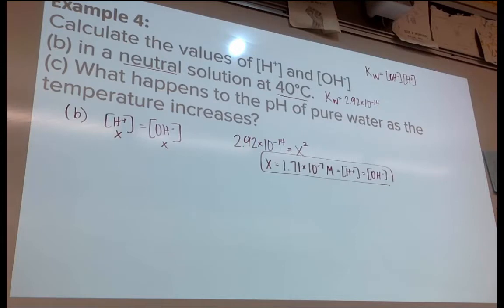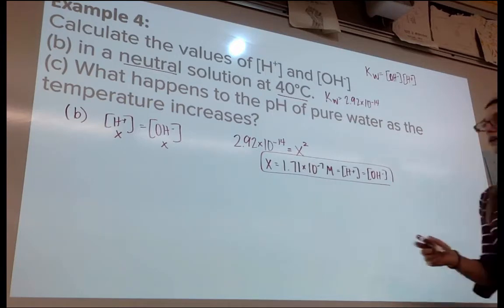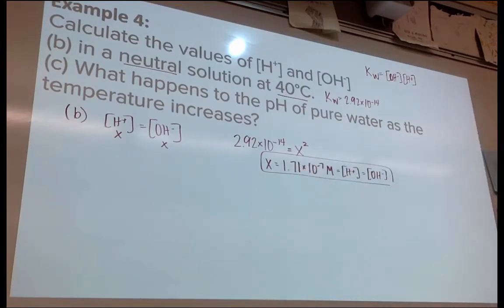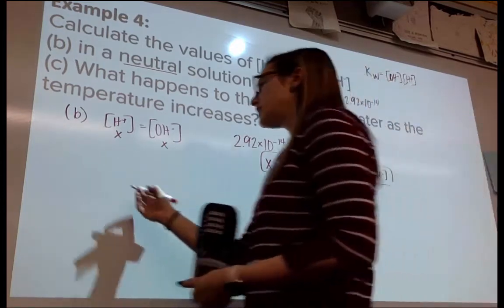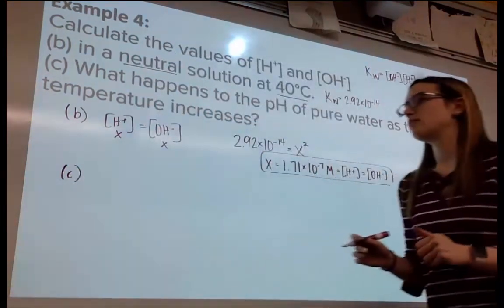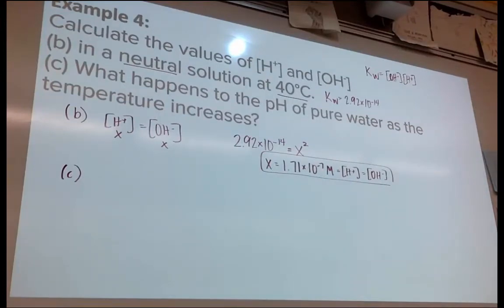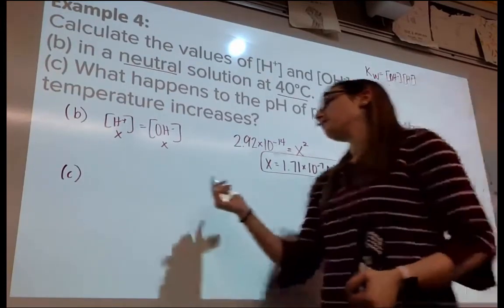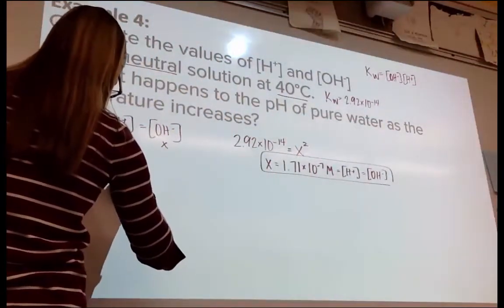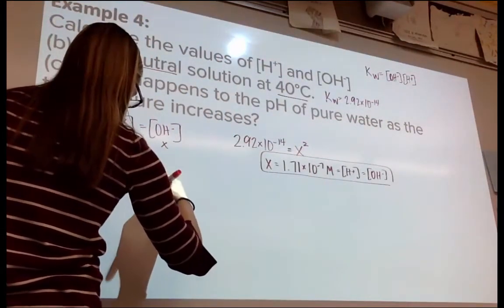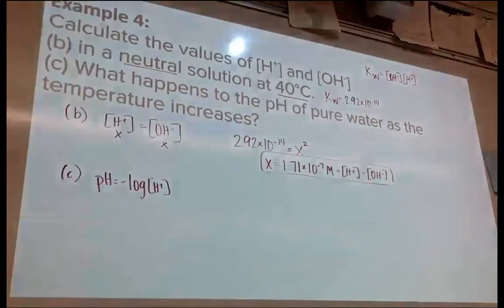The definition of a neutral solution is when H plus and OH minus are equal. And so we can use KW to solve that. Now this says, what happens to the pH of pure water as the temperature increases? So we haven't quite gotten more into pH, but the pH is the negative log of H plus. I went through that in the video. pH is the negative log of the H plus concentration. We're looking at powers now. So pH, for the power of hydrogen.